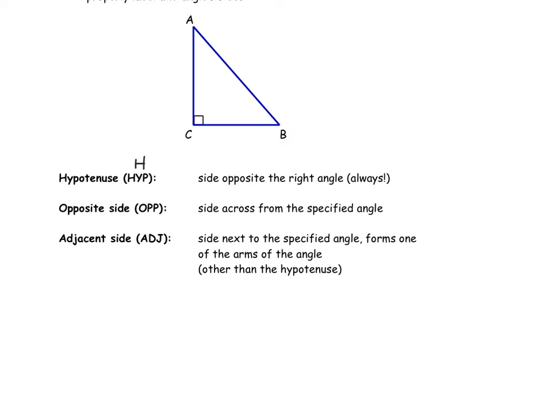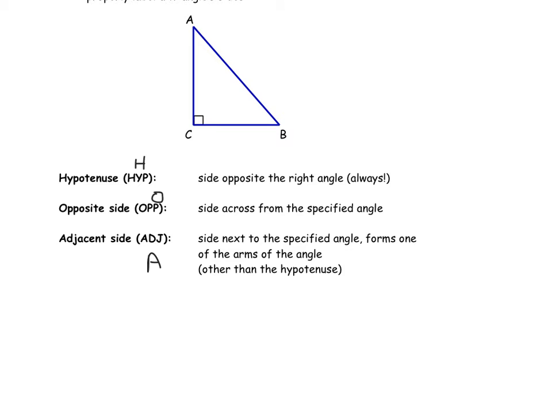The opposite side, and that's the side that is across from the specified angle. I'm going to talk about that a little bit more. I usually just would write that as an O instead of the OPP. I used to do that, but I think the O is just as effective. And then the adjacent side next to the specified angle forms one of the arms of the angle other than the hypotenuse. So I would label that with simply an A. That's what I'm going to do in this video. So let's get down to it.